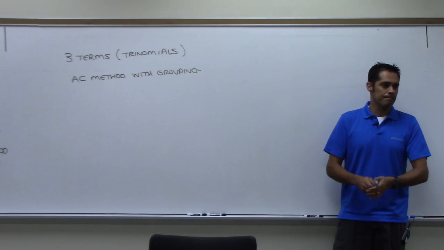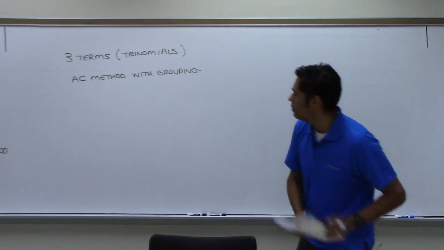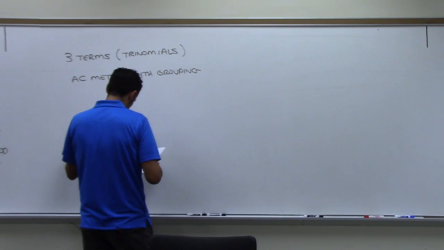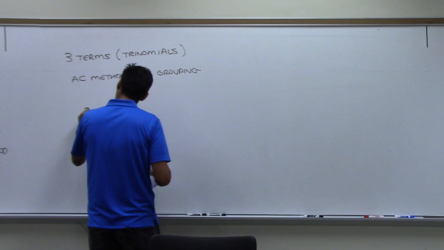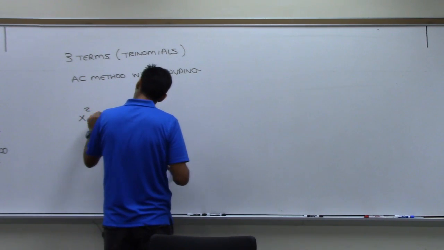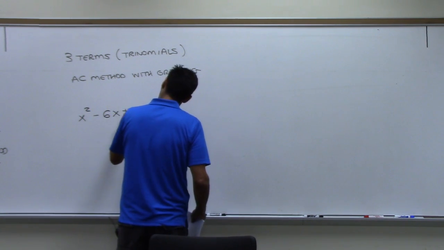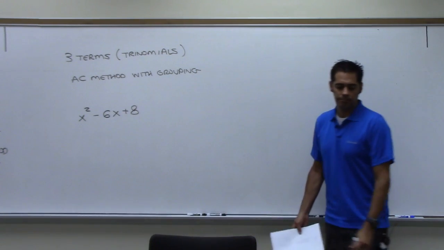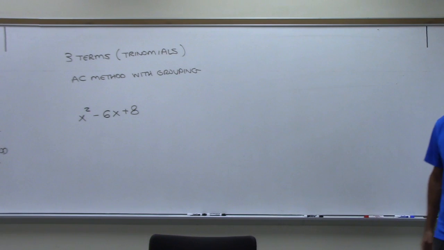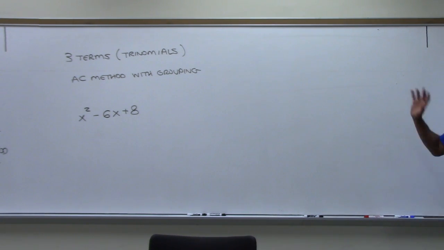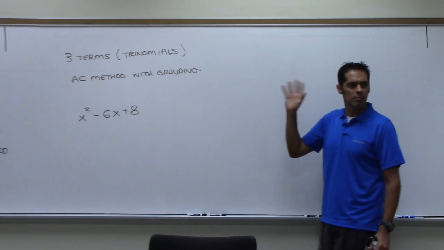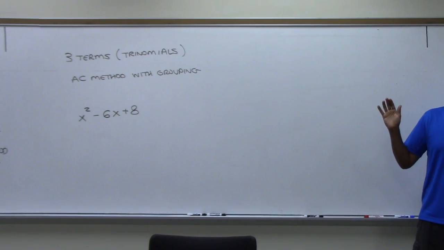All right? So let's look at our first example. x squared minus 6x plus 8. All right, the instructions here are to factor. I know somebody in here already knows what this is. Can anyone tell just by looking? Okay, what do you got?